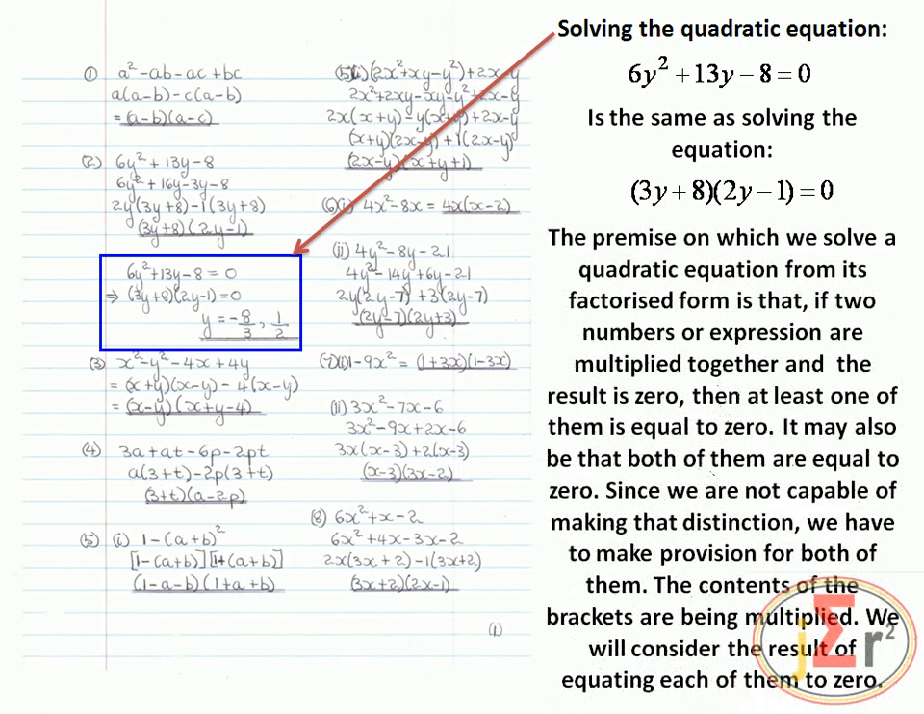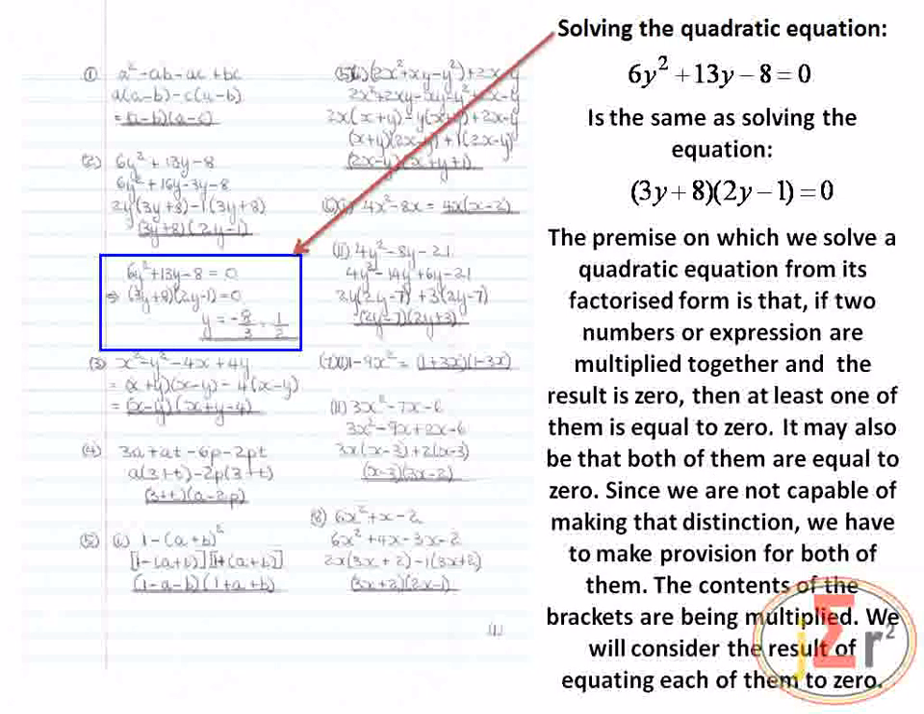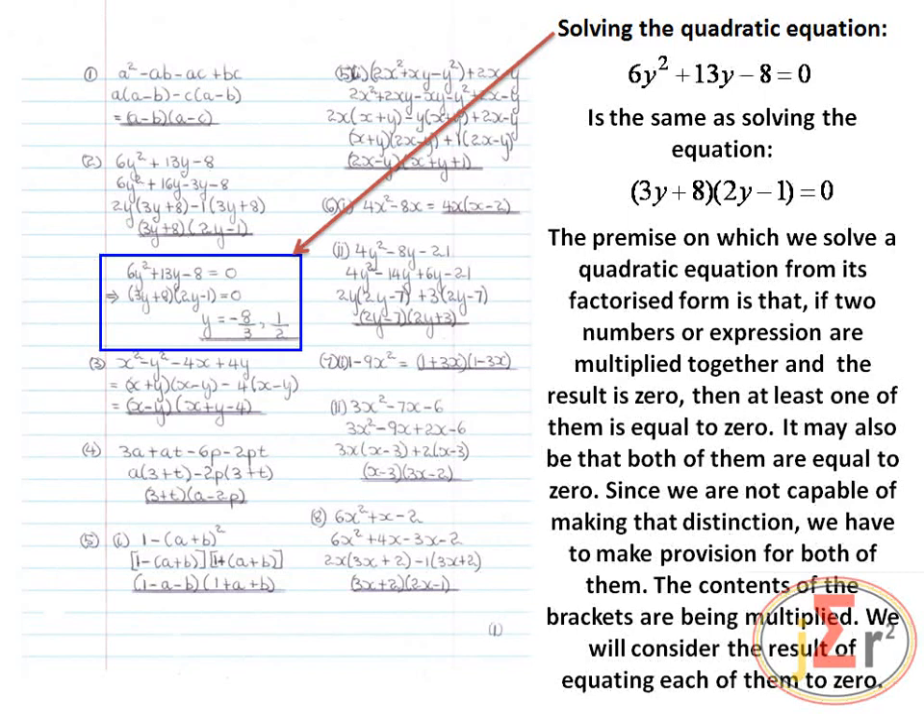The premise on which we solve a quadratic equation from its factorized form is that if two numbers or expressions are multiplied together and the result is 0, then at least one of them is equal to 0. It may also be that both of them are equal to 0. Since we are not capable of making that distinction, we have to make provision for both of them. The contents of the brackets are being multiplied. We will consider the result of equating each of them to 0. Do that on the next slide.